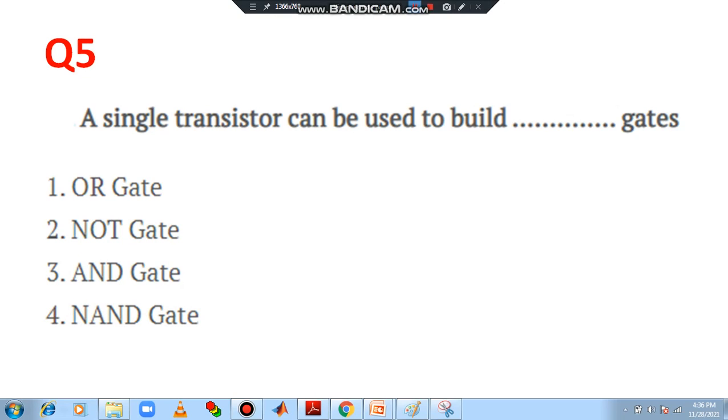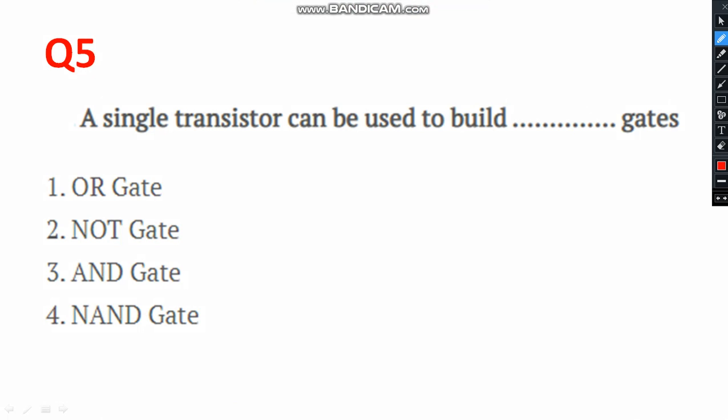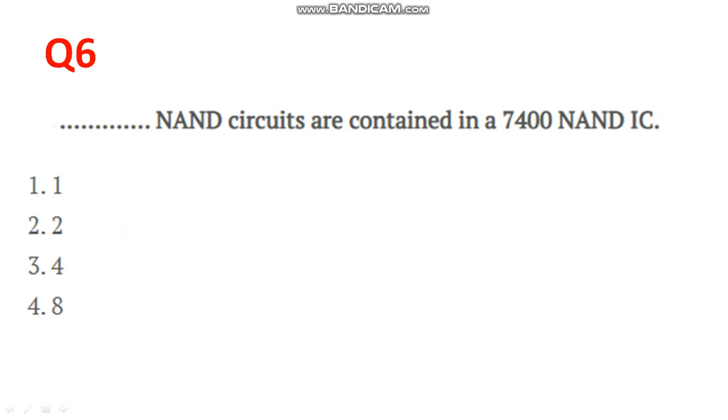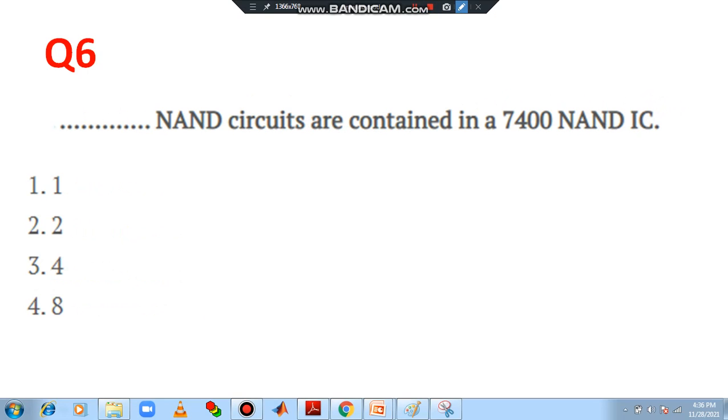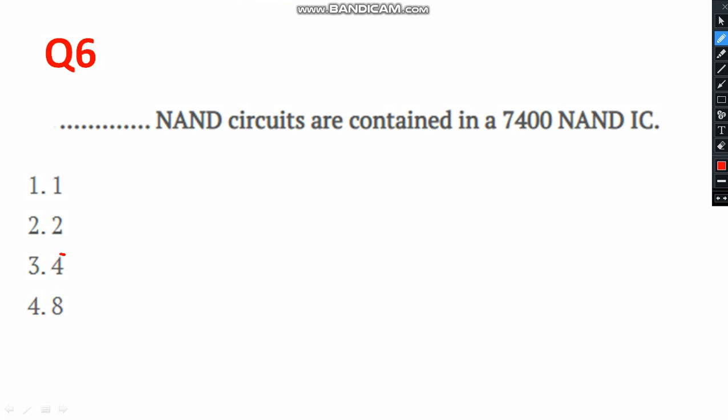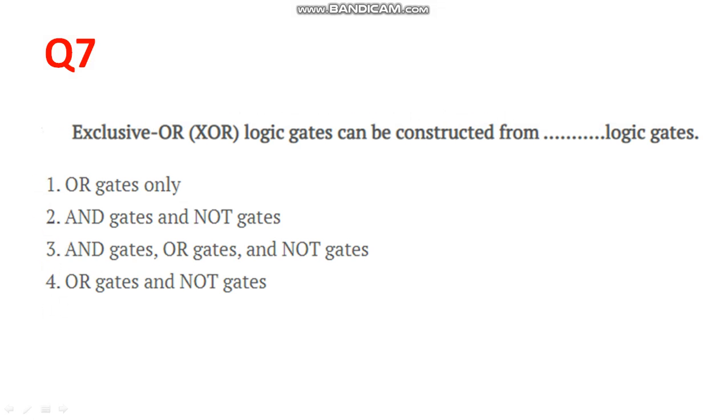A single transistor can be used to build dash gates. The answer is the AND gate. Please select option 3, the third option. Dash NAND circuits are contained in the 7400 NAND IC. You must be familiar with this IC. So the right answer is there are four NAND circuits available in this IC. The third option is the right one.